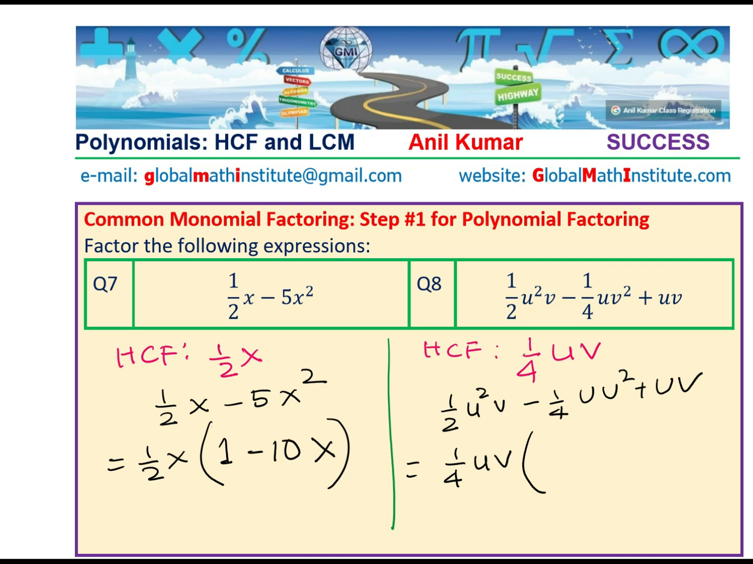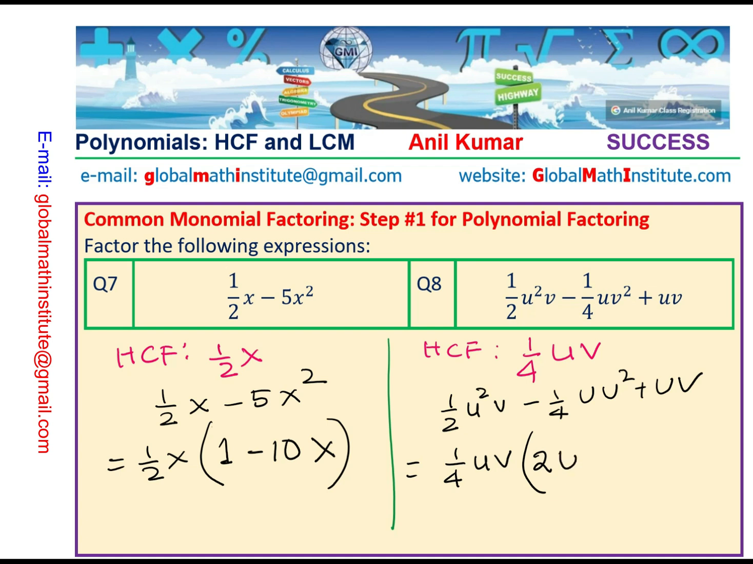So 1 by 4 is common. So half should become what? Half should be 2. Multiply half by 4, you get 1 by 2, right? So you get the idea. So in this case, 2 will be the term which will come here.